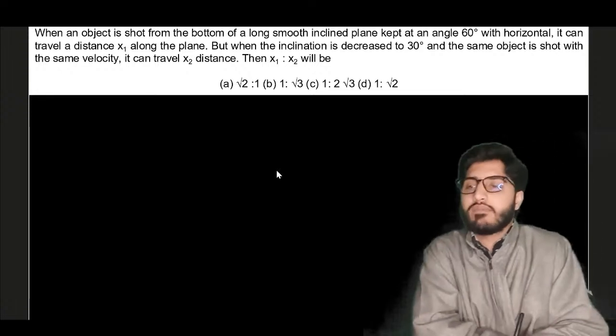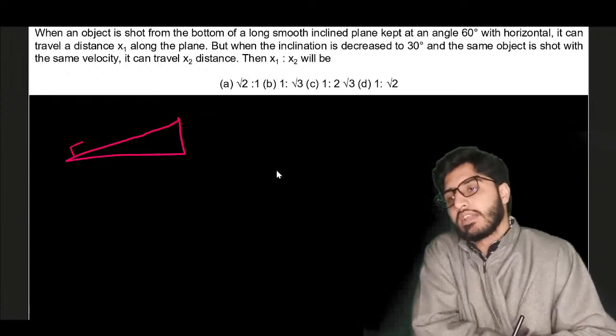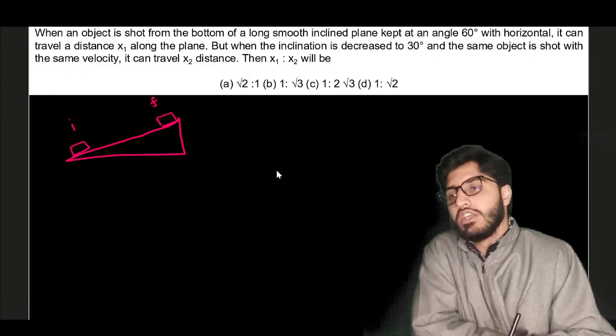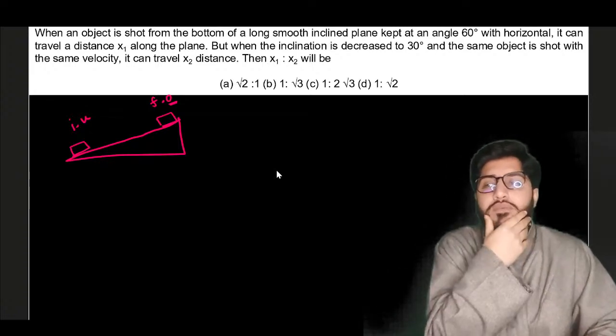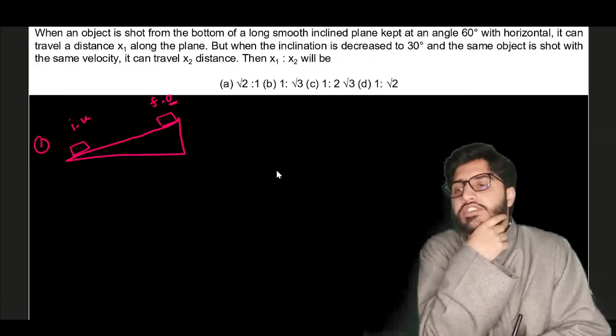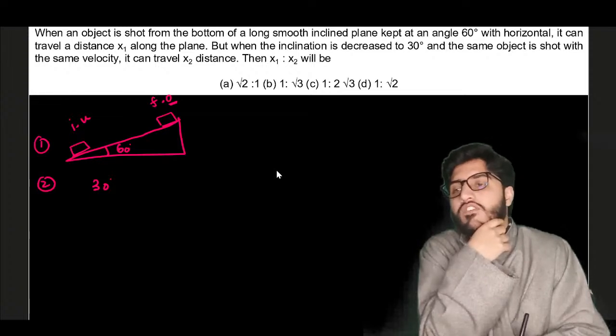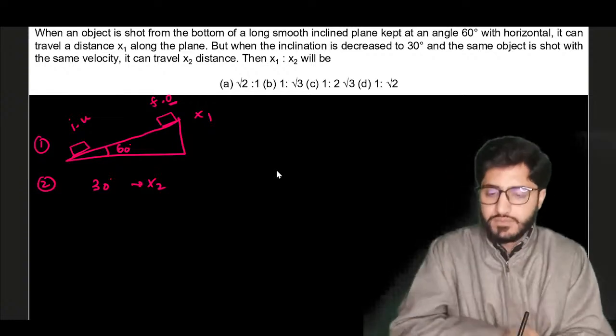First of all, I will make the diagram of it. Clear? So it is something like this one. Initial condition, final condition. Initially it is u speed, finally it is 0. Why? Because when it gets attached to something, its velocity will become 0 now. Done? Yeah. So first case, its inclination is how much? Sir, 60 degree. The second case, we reduced it to the 30 degree. Clear? First case x1, second case x2. Okay. So how we can get it now?